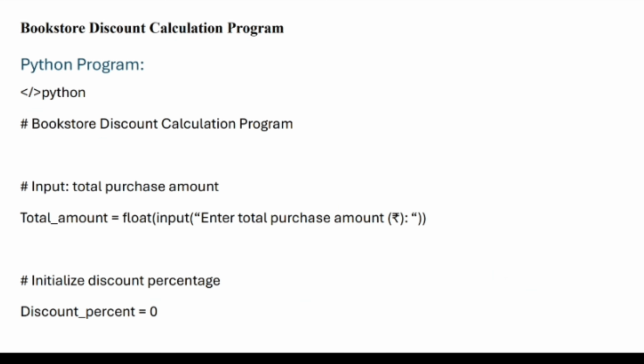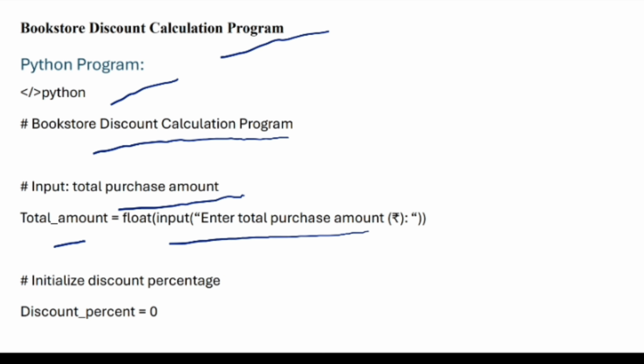Next is the bookstore calculation and discount program in Python. Input the purchase amount, the total amount, a floating point value that you have to enter, and initialize the discount.